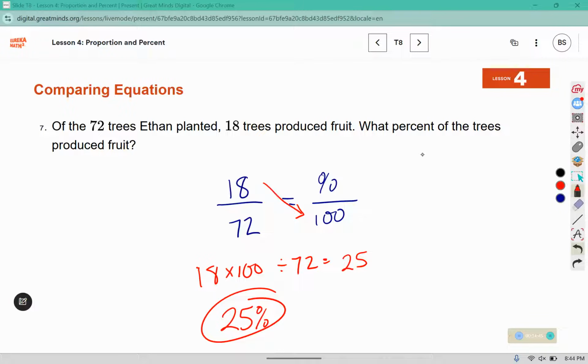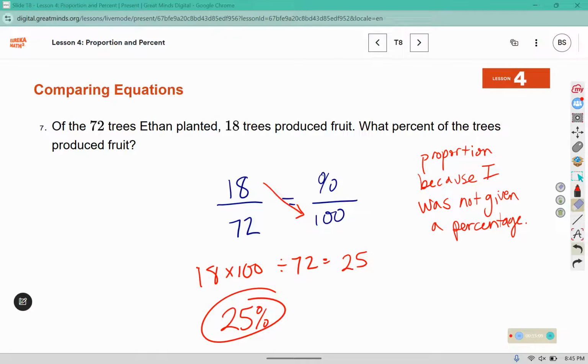I selected the proportion version because I was not given a percentage. I didn't have to solve an equation for k. I just had to do some multiplication and division.